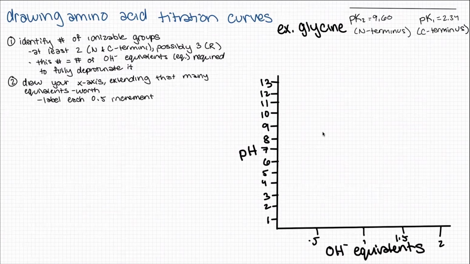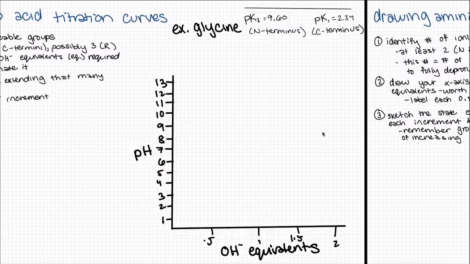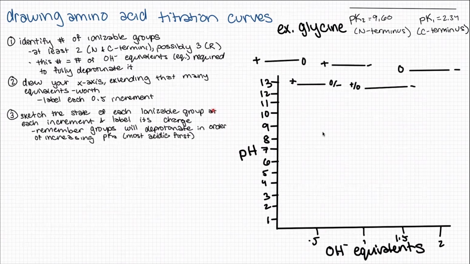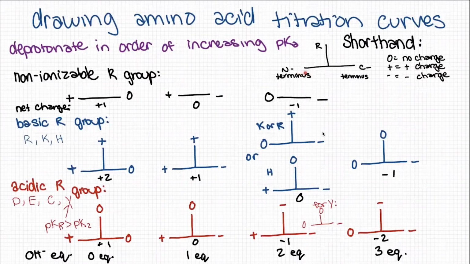You're going to label each tick mark at 0.5, 1, 1.5, and 2. Remember, at the full equivalent, that's where you've deprotonated a full group's worth, and at the half, that's where we correspond to our pKa values. Now we can sketch the state of each ionizable group at each increment. I'm going to use a shorthand notation, where a straight line represents the backbone, with the N-terminus on the left and the C-terminus on the right. When applicable, if you have an ionizable side chain, this is going to be sticking up. So this will be our R group.